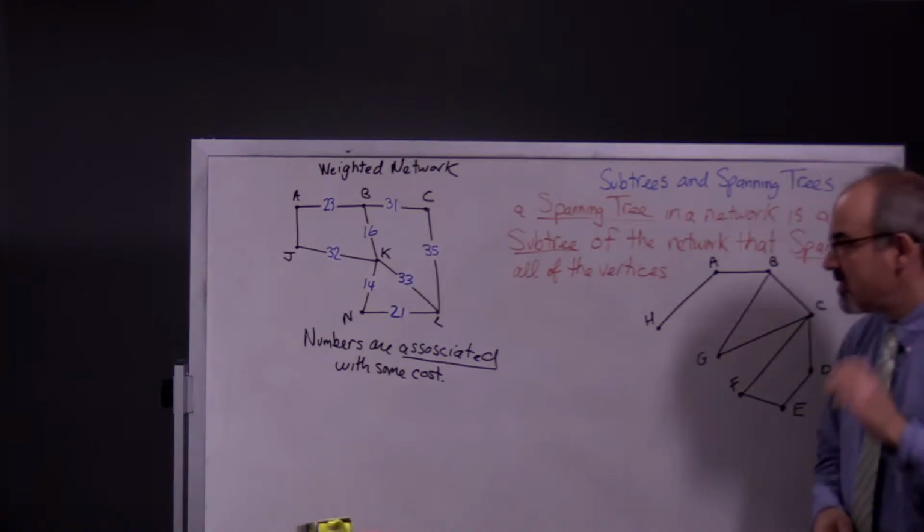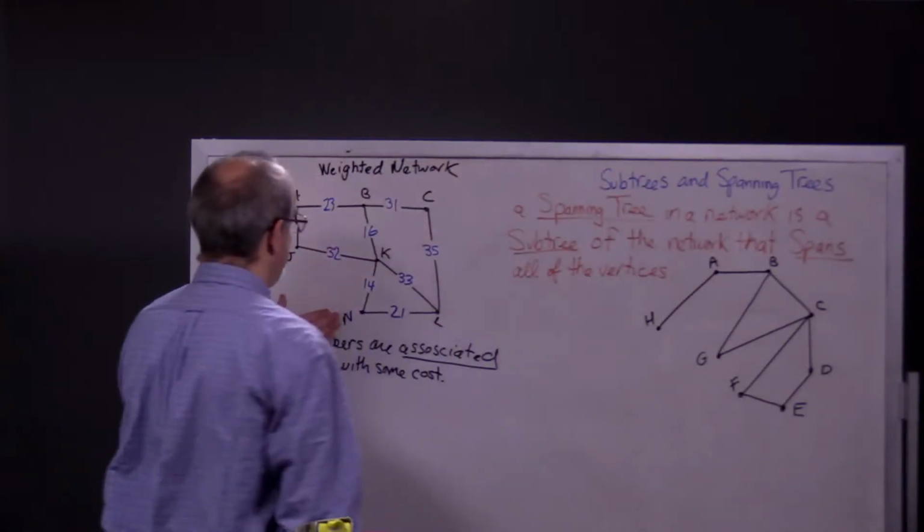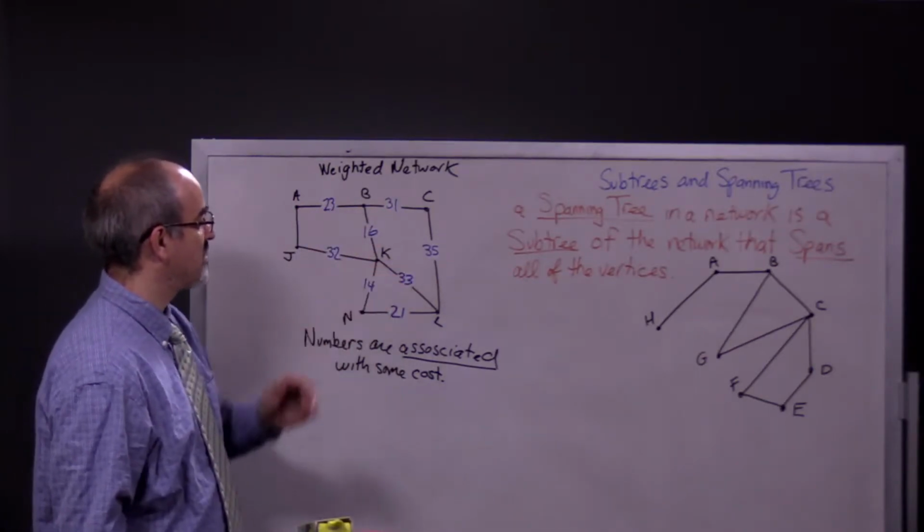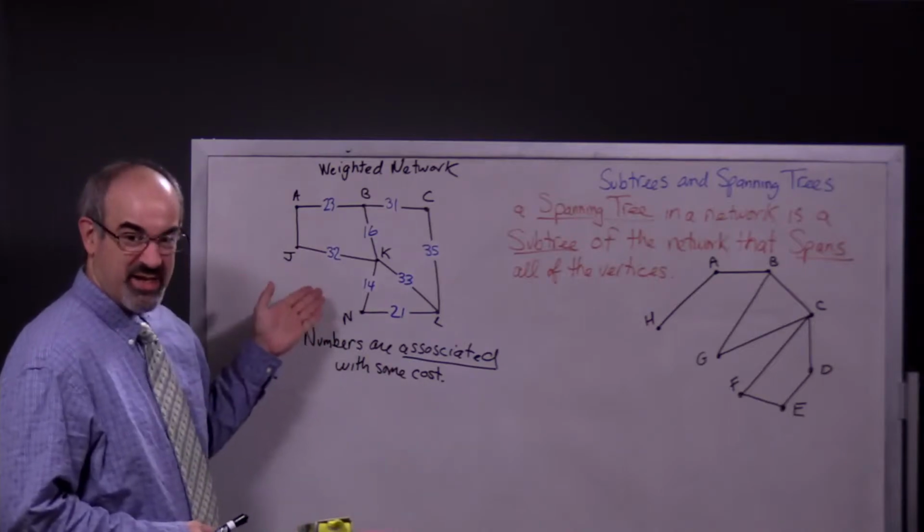Okay. So if you look, like I said, this is a network. It's weighted because it has numbers associated with each edge. But is it a tree?